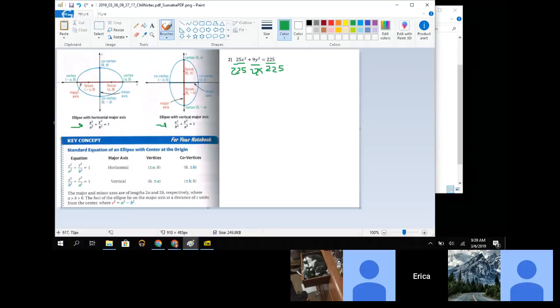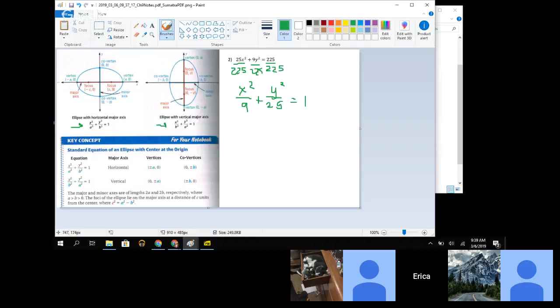All right, so what is 25 divided by 225? We don't want a decimal. We want this in a number. So 225 divided by 25 is actually 9. And 225 divided by 9 is 25, and all of that equals 1.